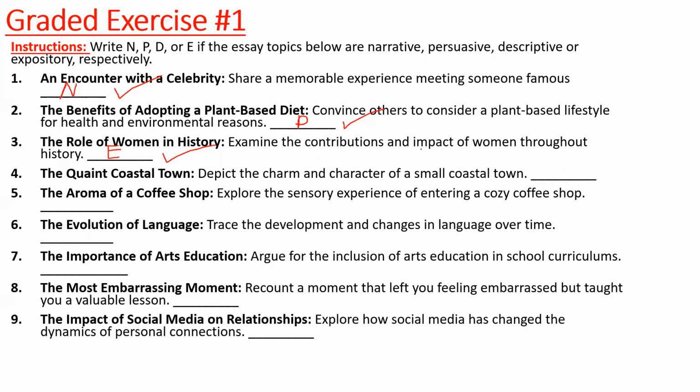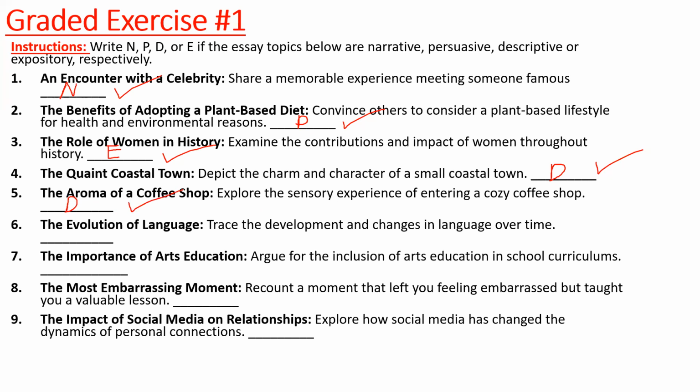Number 4, the quaint coastal town. What is that? Descriptive. Very good. That's D. Number 5, the aroma of a coffee shop. What is that going to be? Descriptive. That's also descriptive. How do you know it's descriptive? What gave it away? Sensory experience. Very good. It's about a sensory experience.